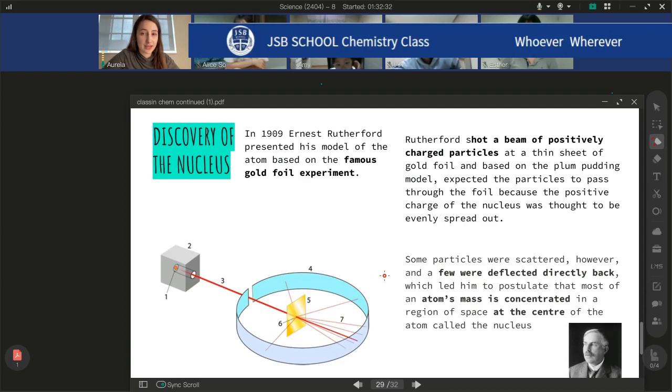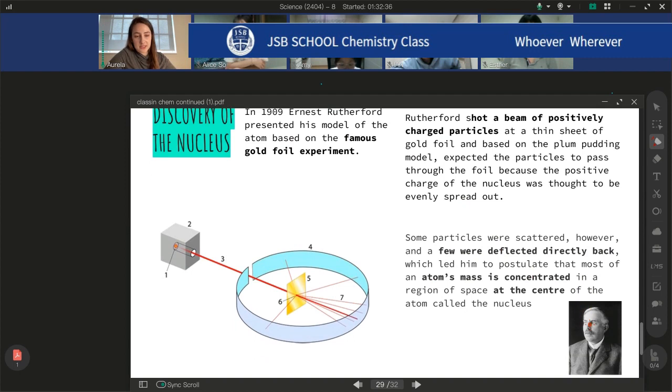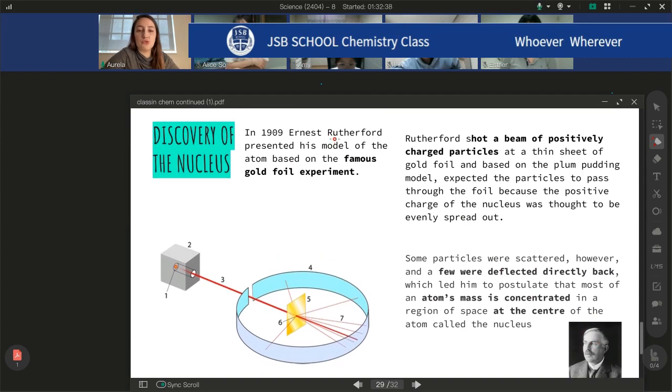This looks like a lot of text, but it's okay, it's easy. So we have another scientist's face. In this case, this is Rutherford. And this is 1909. And basically, he did a very famous experiment.